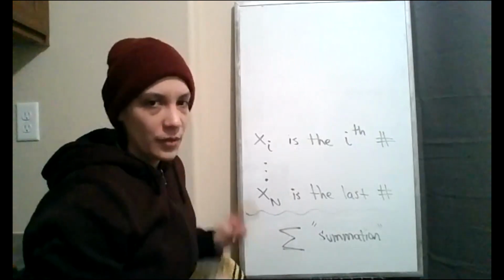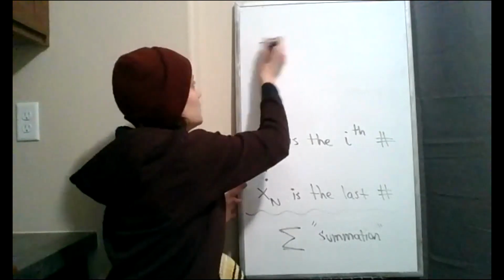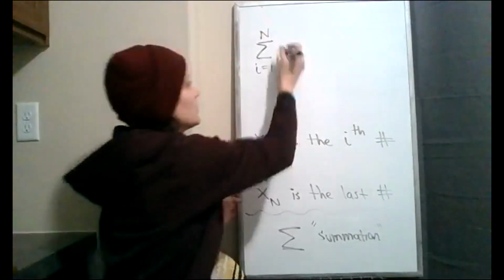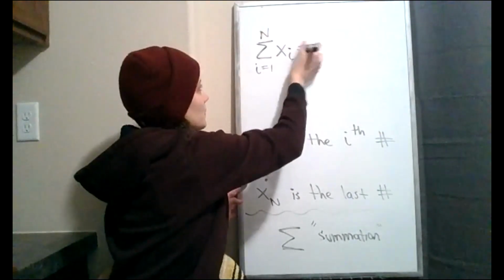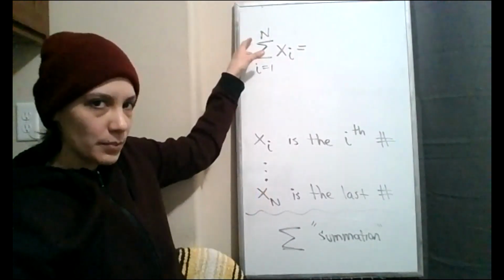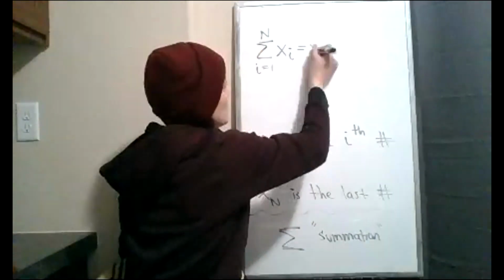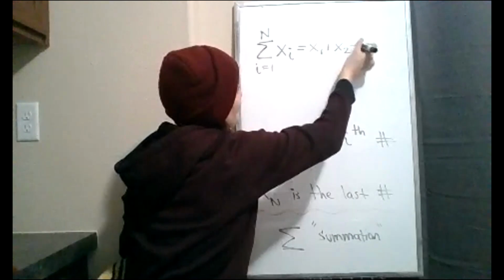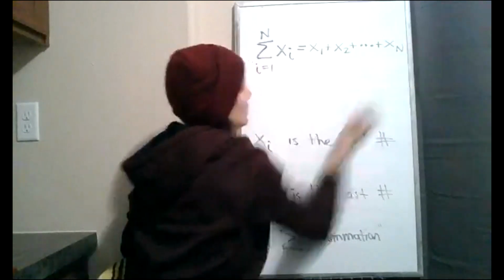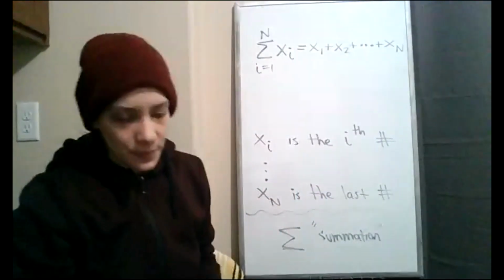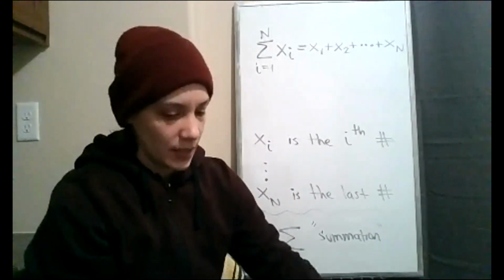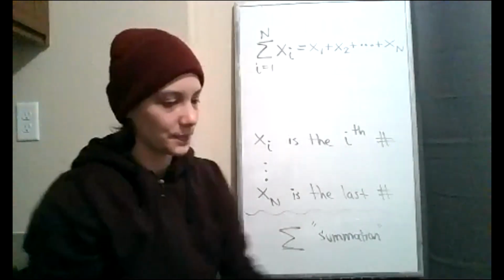We have the sum from i equals 1 to capital N of x sub i, equal to x1 plus x2 plus x3 until you get to the top, plus x sub n. Okay, we have a few examples to do, so it should make sense with practice.